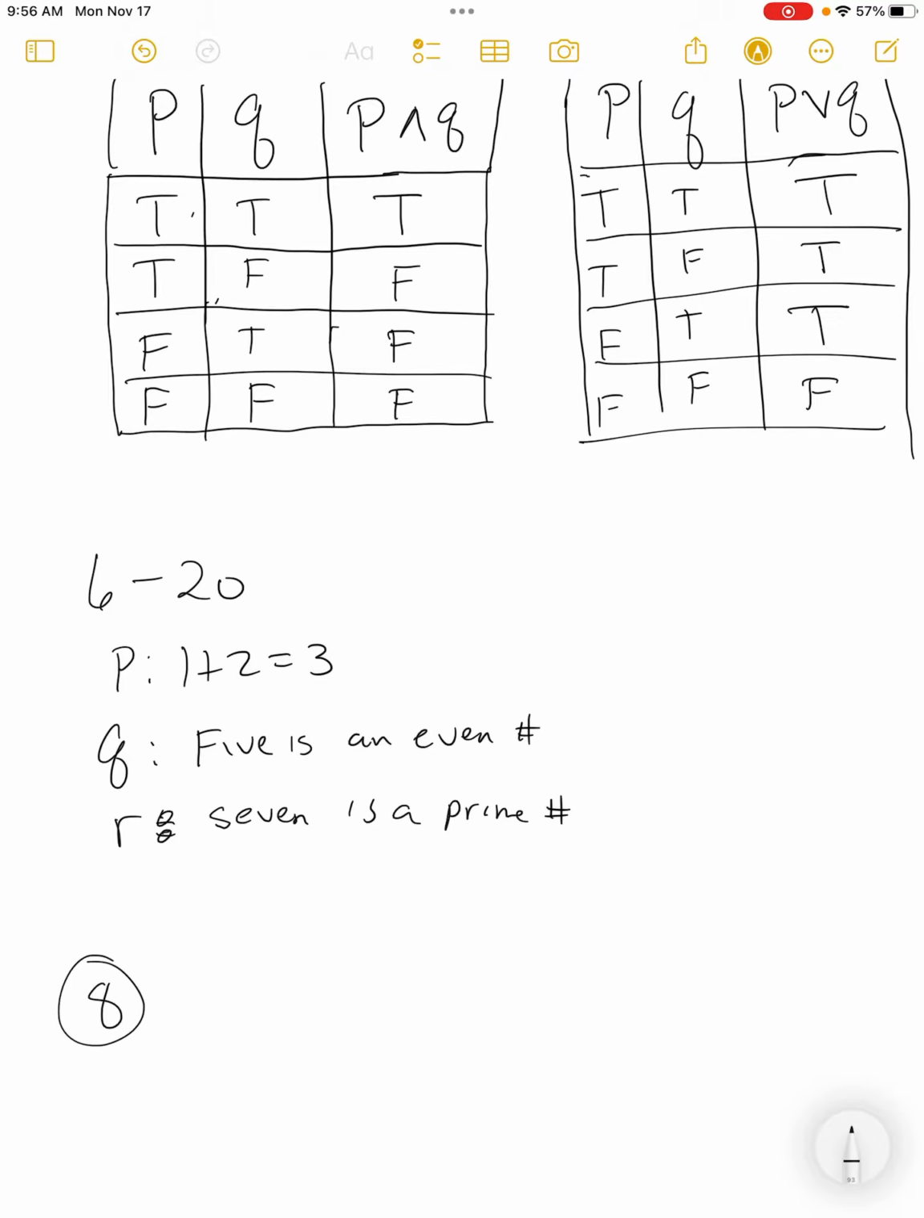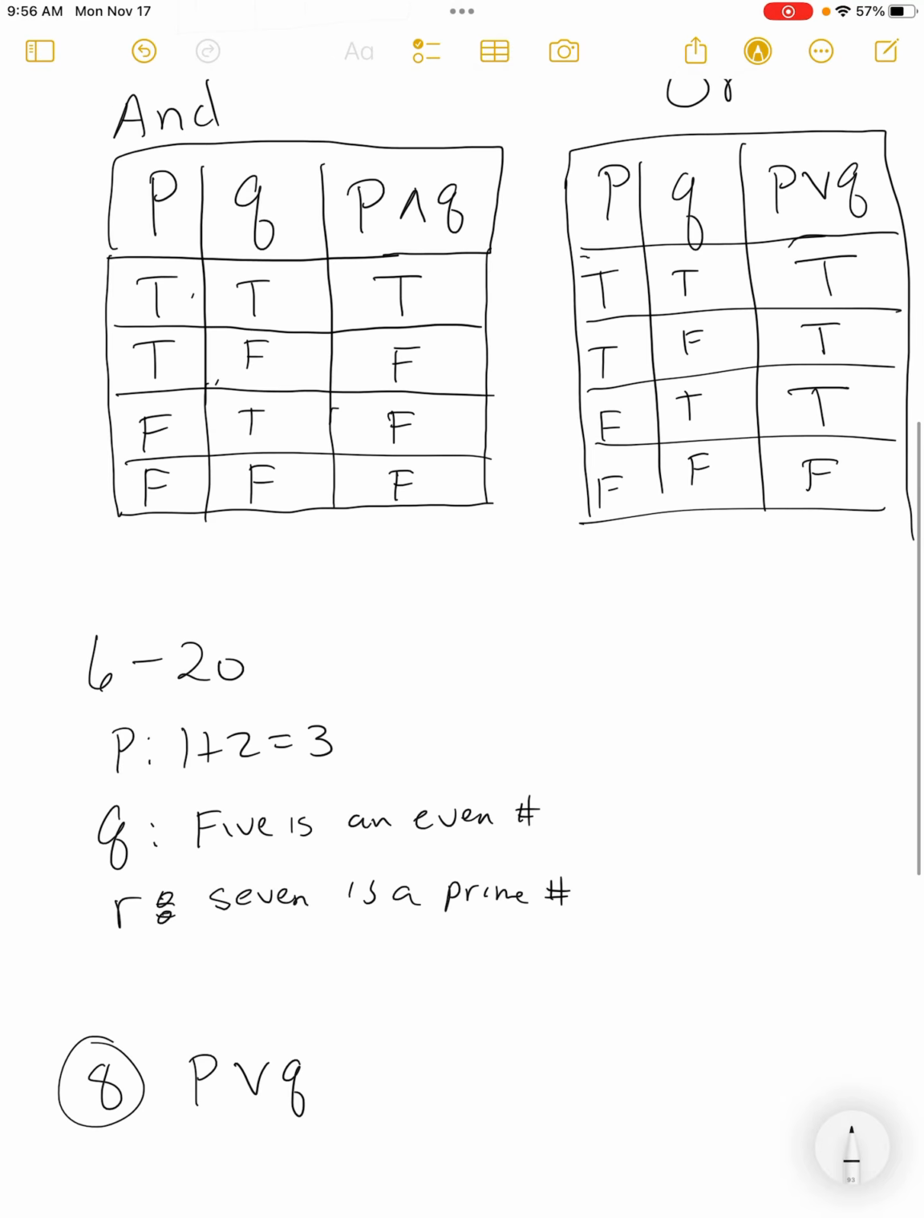They would like us to determine the truth value of a statement like number 8, which says P or Q. I'm not going to say the V. That's not what you should be saying, P or Q. They would like to know the truth value of P or Q. Well, we don't actually care about the statements P, Q, and R. We care about their truth value.